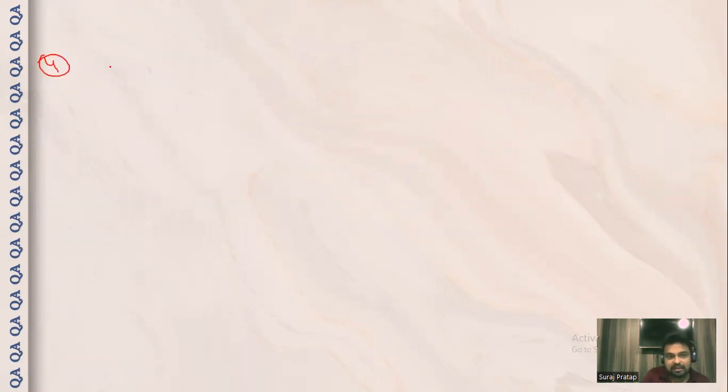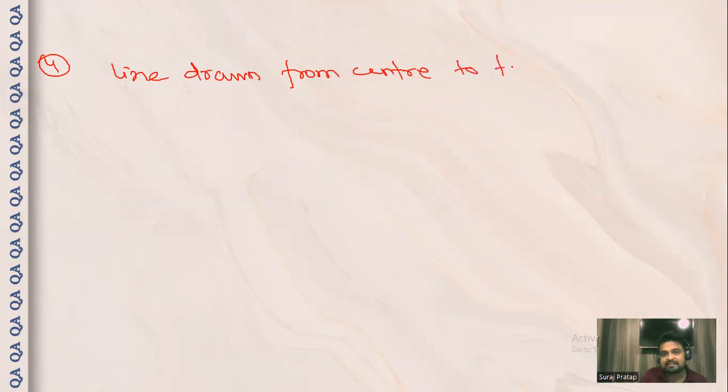The next theorem says the line drawn from the center to the tangent is perpendicular at the point of tangency.